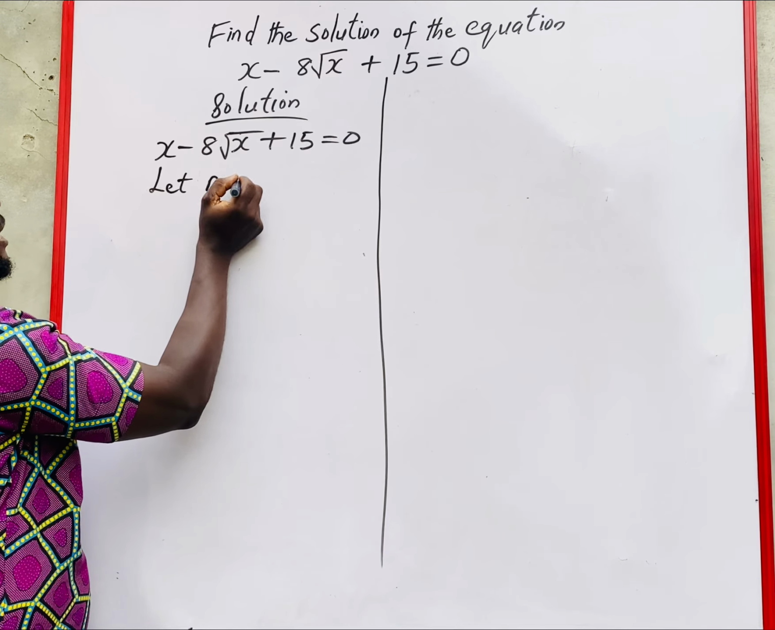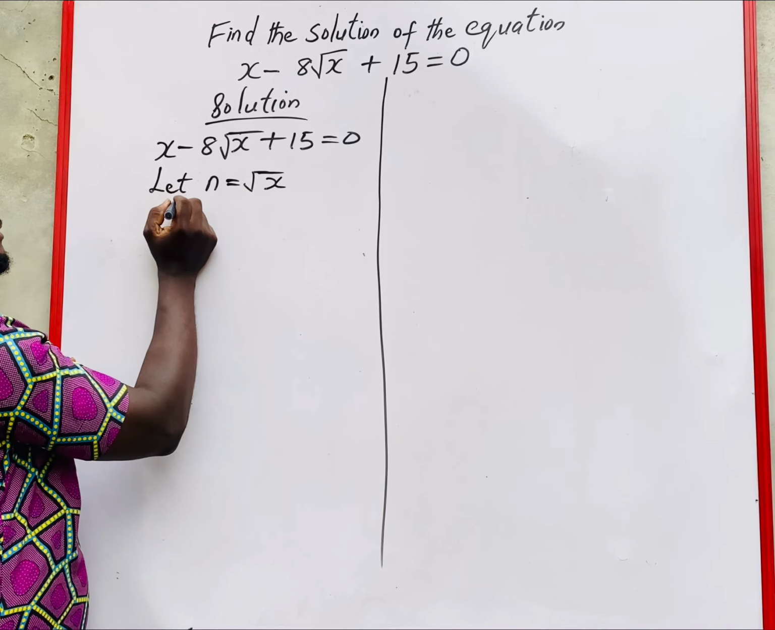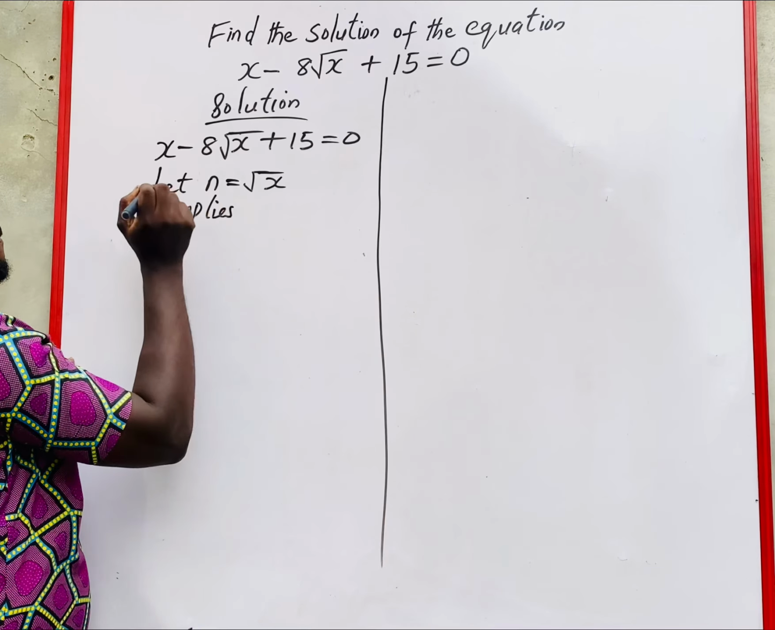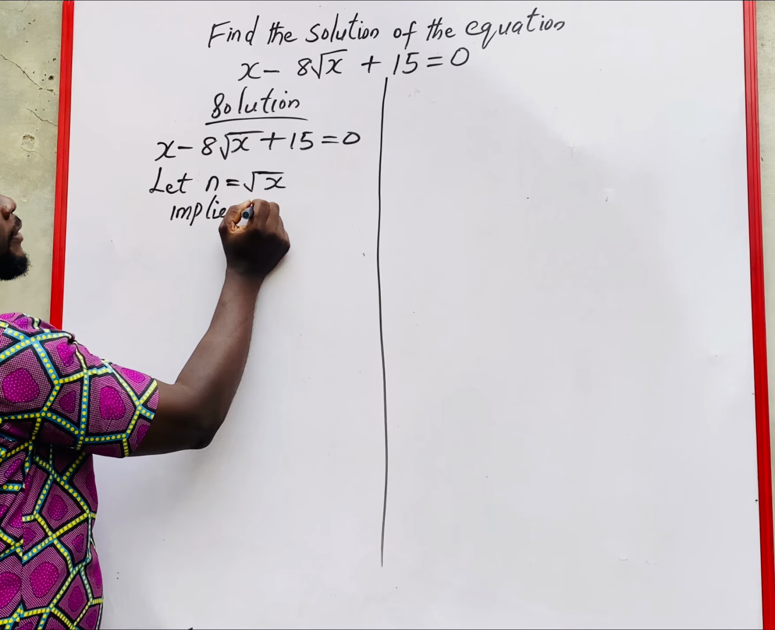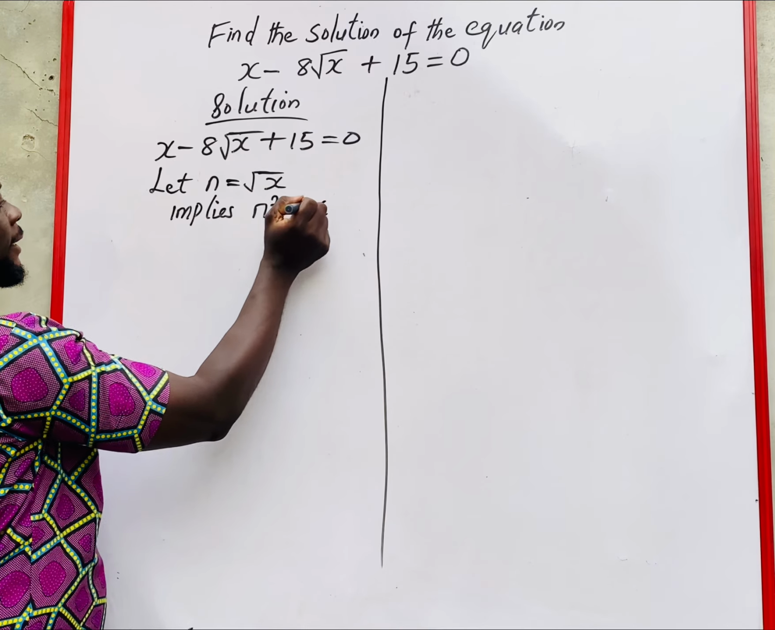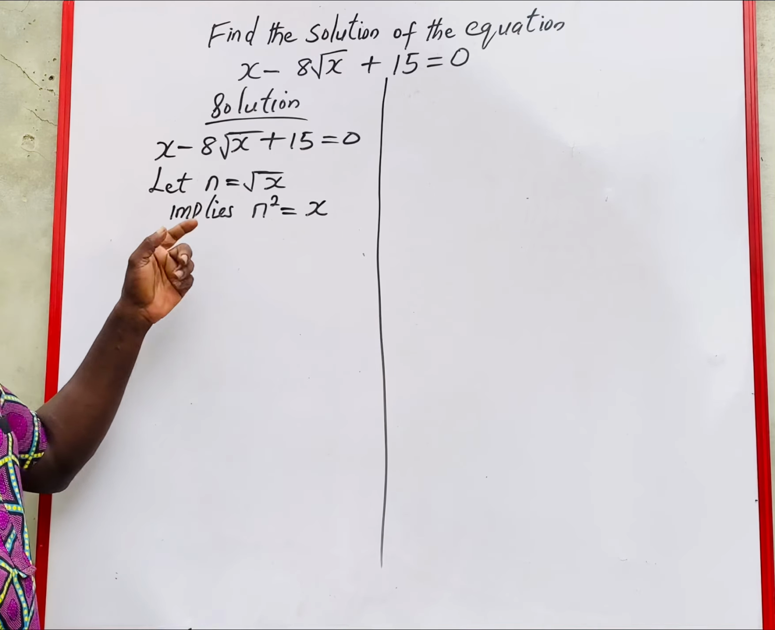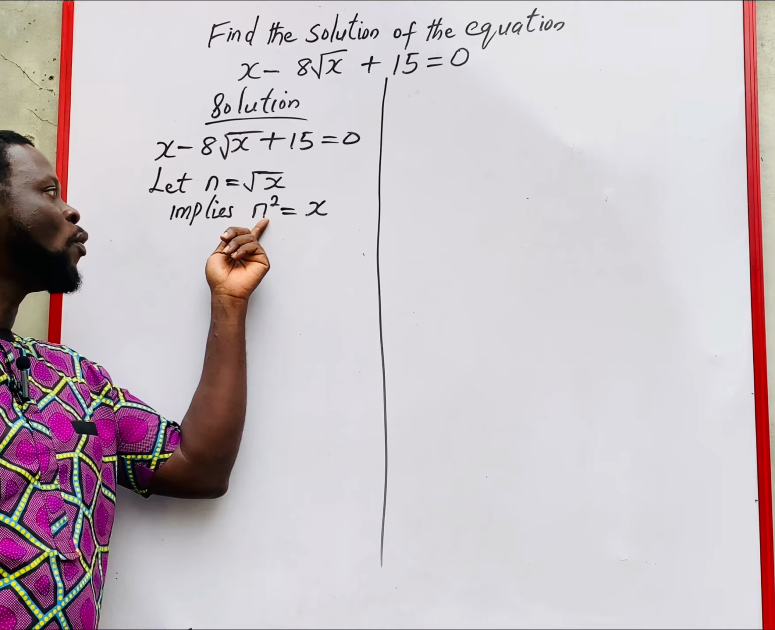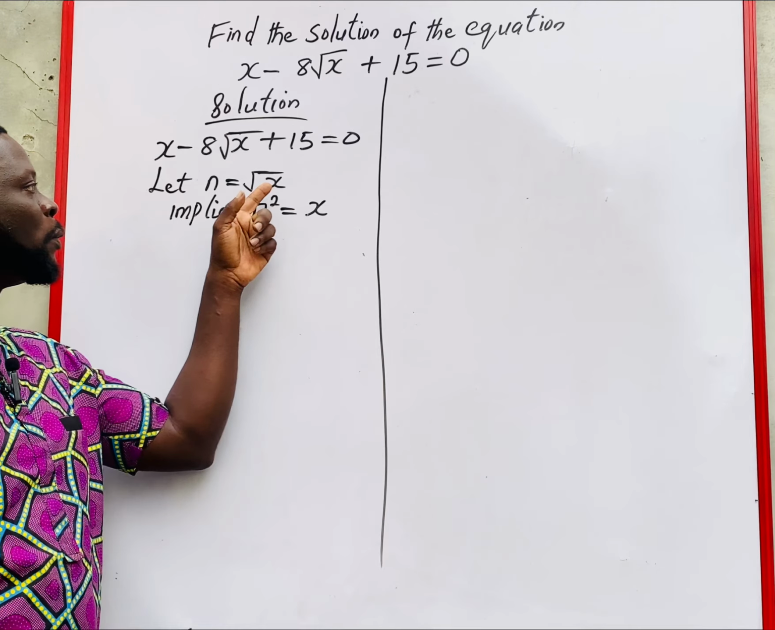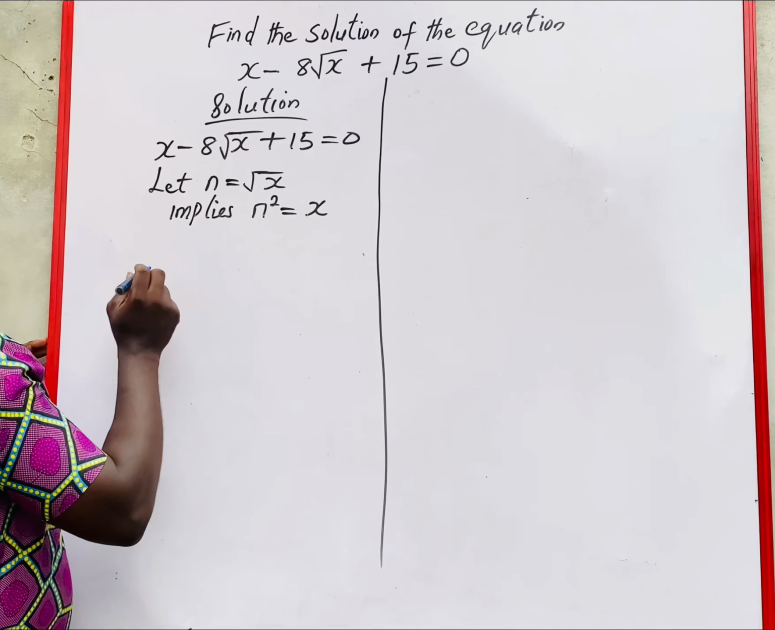n equal to root x, which implies n square equal to x. If n is equal to root x, implies that n square is equal to x. Because when you take the square of both sides, the square will take away the square root. You're left with what? x. And the n will be square. Right. So what you do next is what?